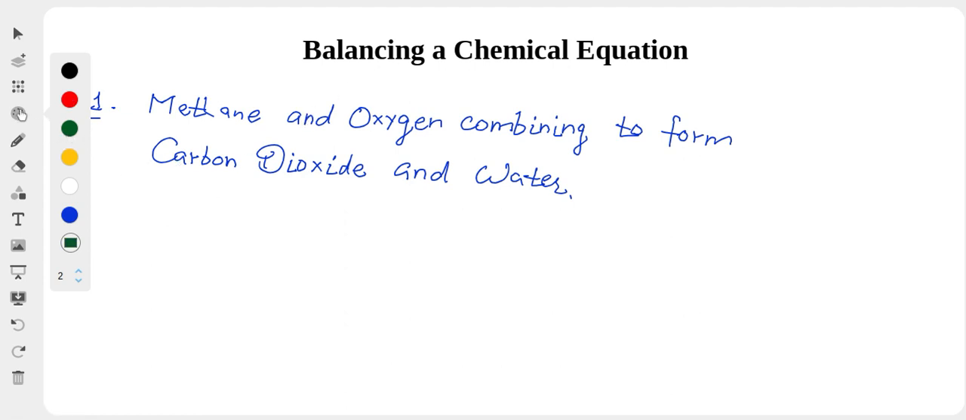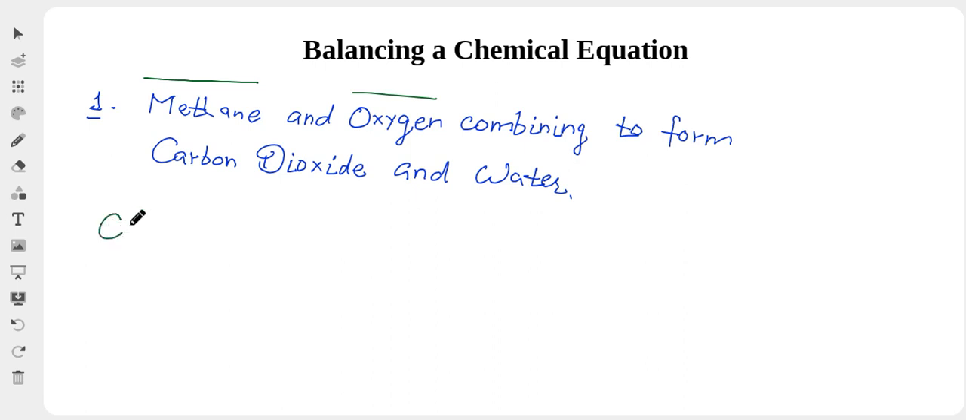Okay, so now let us do that. The reactants which are combining are methane and oxygen. So let us talk about methane. The chemical formula for methane is CH4, and it is combining with oxygen. I'm just writing this. I don't know whether it is balanced or not. I'm going to balance it later.